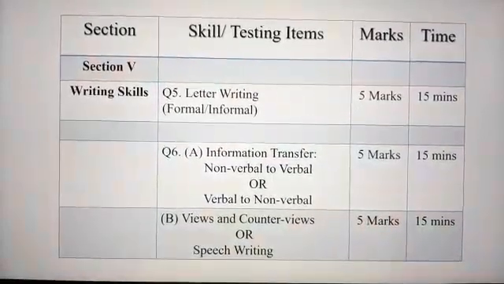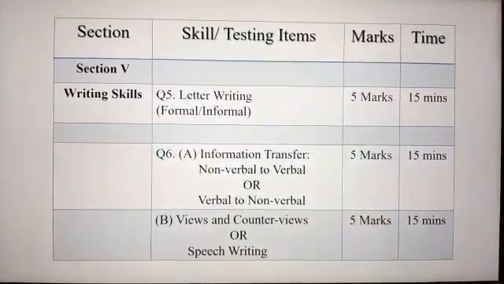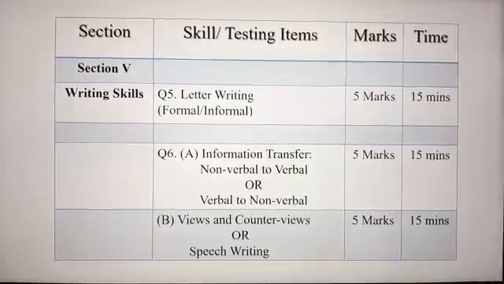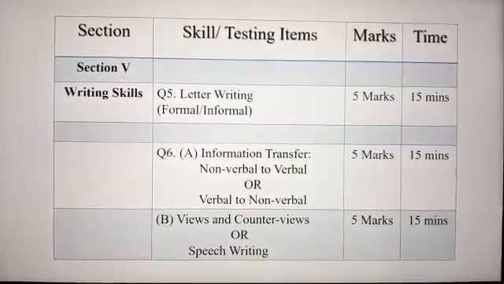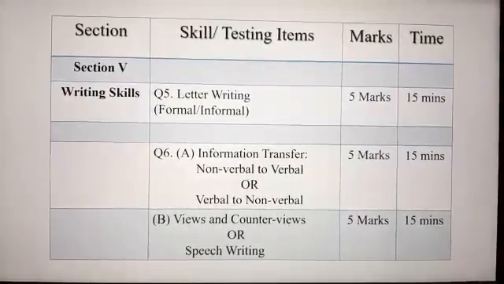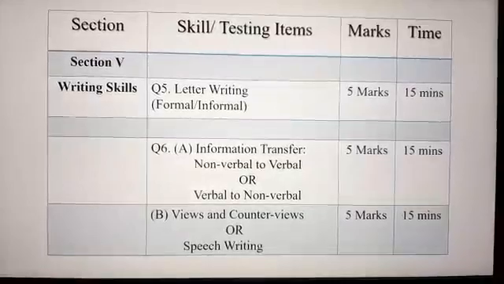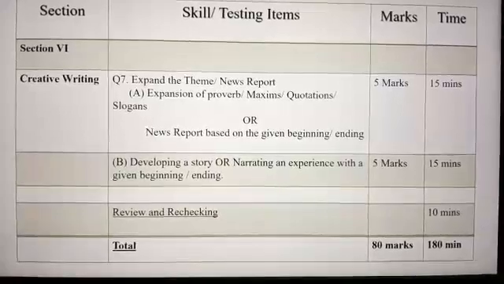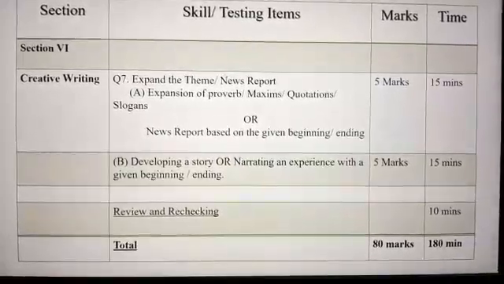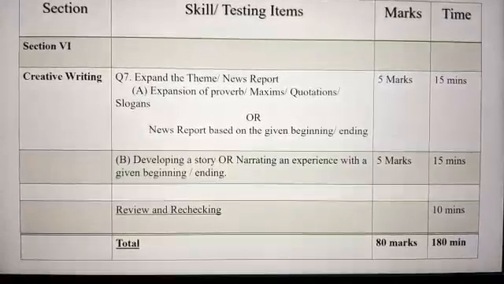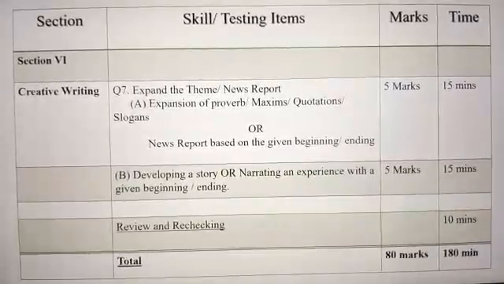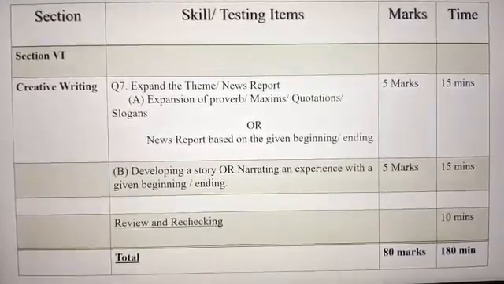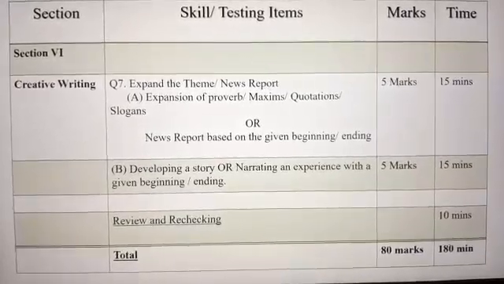In section 5, writing skills, you have question 5, letter writing, formal or informal, of 5 marks. 6A is information transfer, non-verbal to verbal or verbal to non-verbal. Question 6B is view counter view or speech writing for 5 marks. Next we have section 6, that is creative writing. Under this, question 7A is expand the theme, report writing or news report. You can even get expand the proverb, maxims, quotations, slogans. In question 7B you need to develop a story.